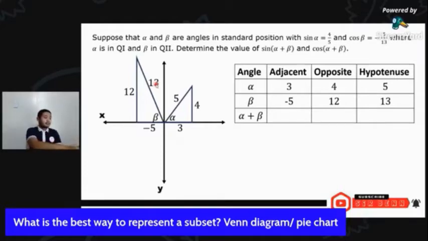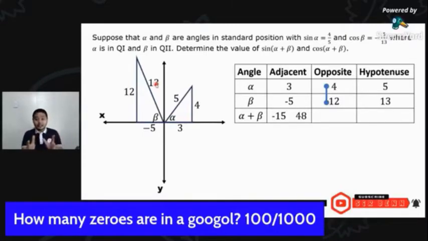Follow this one. First, we're going to multiply these 2 numbers. So 3 times -5 is, okay, you are correct, that is -15. Next, we're going to multiply these 2 numbers. 4 times 12, that is, okay, you are correct again, that is 48. And then, for adding angles, with the adjacent side we're going to subtract the 2 products. So we will now have -15 minus 48, and what will be the answer? Okay, you are correct. That would be -63.